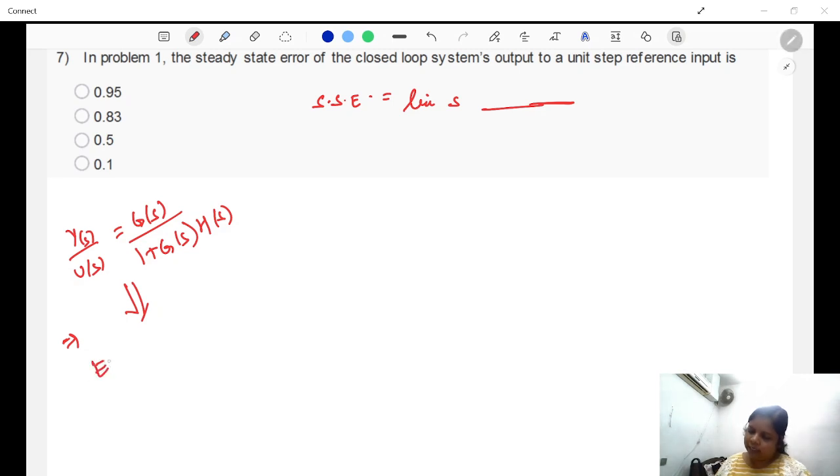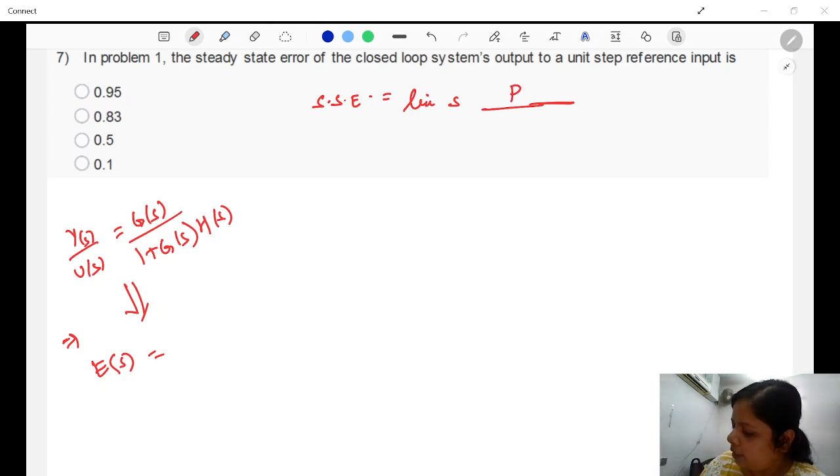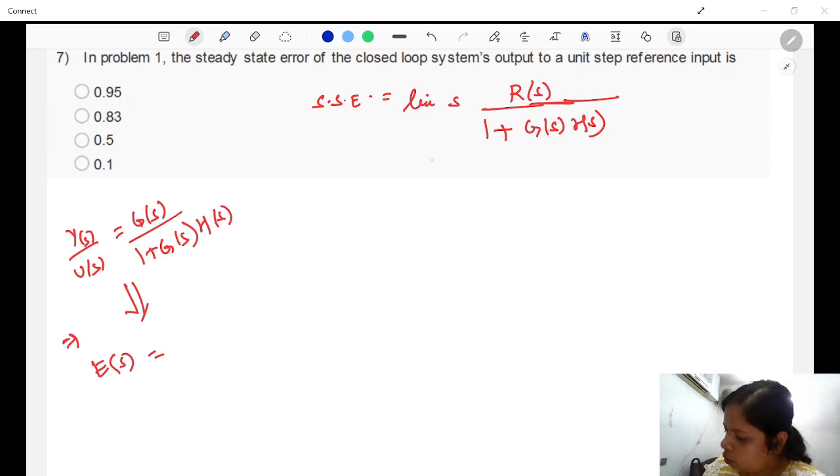We wanted to get this, and we did something. If you don't remember, please revisit the notes. But it is R(s) upon 1 plus G(s)H(s). This was the steady state error formula. So it is limit s tends to 0, and it is for unit step reference, right?